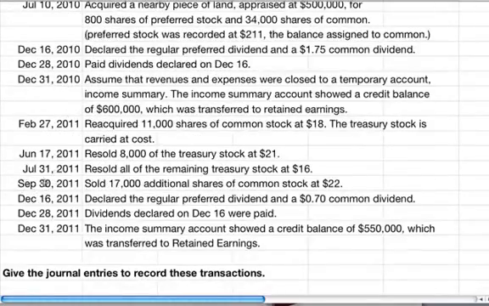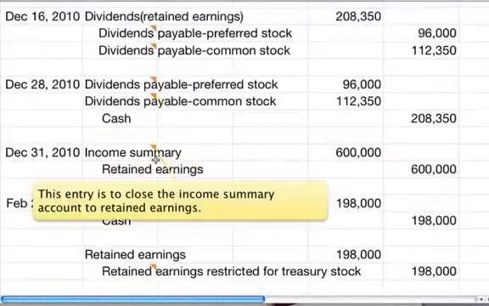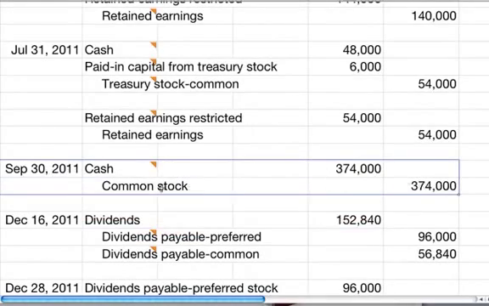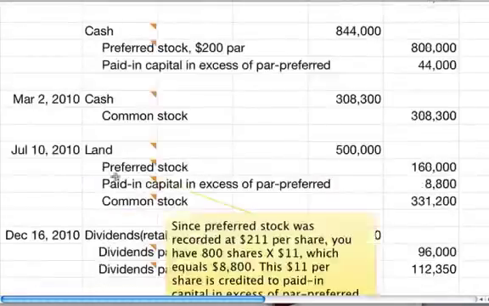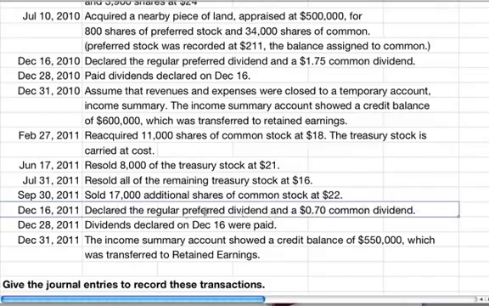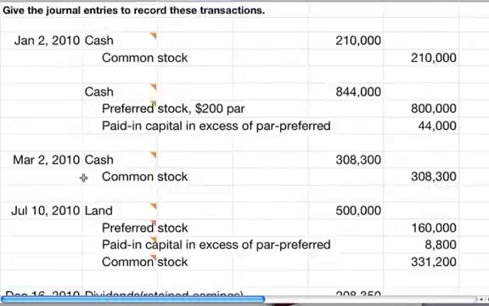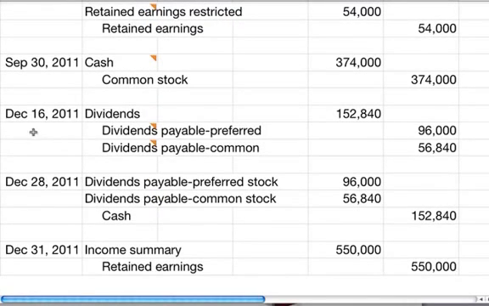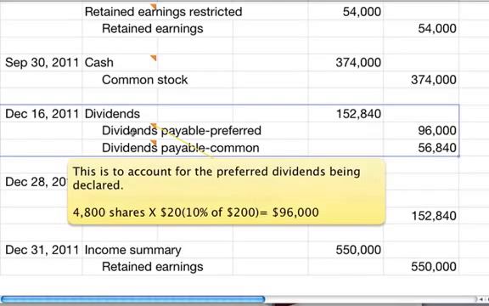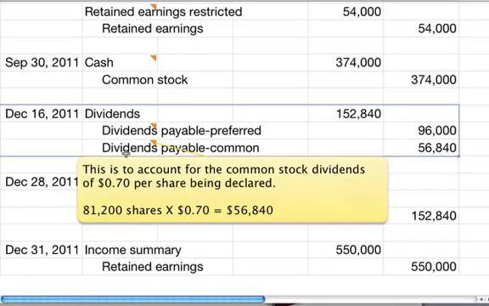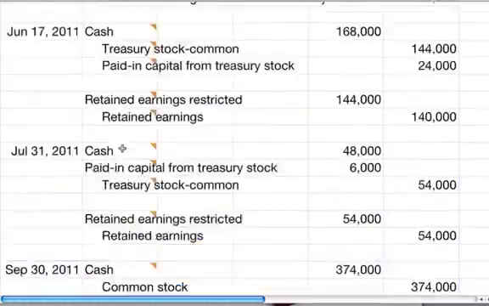Our next transaction happened on September 30th. We sold 17,000 additional shares of common stock at $22. That's just a straightforward stock sale. Debit cash for $374,000 and credit common stock for $374,000. On December 16th, we declared the regular preferred dividend again and a 70-cent common dividend. So let's look at this one. You debit dividends for the amount: $96,000, which is 4,800 shares times $20 again, and then 81,200 shares times 70 cents is $56,840.